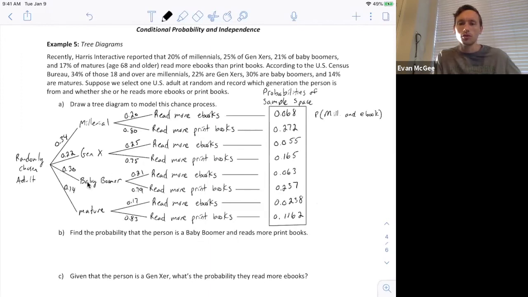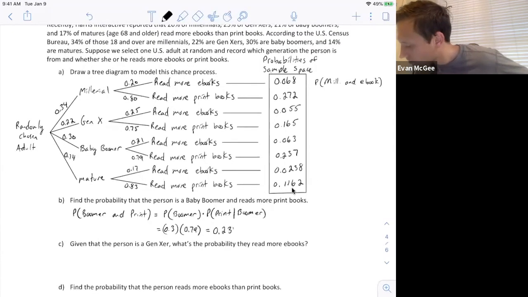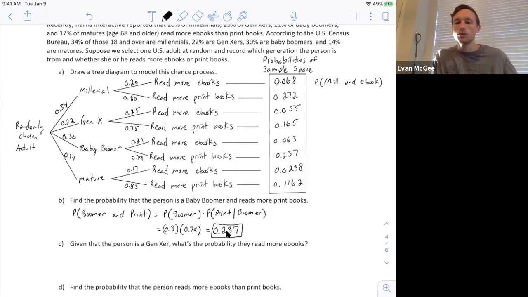Baby boomer, 0.3 times read more print books, 0.79. So here's our answer, 0.237. There you can see 0.237. You do not need to write all this out. I just want you to see that this is still using the general multiplication rule. The probability of them being a boomer and reading more print books is the probability of them being a boomer times the probability of them reading print books given that they're a boomer.